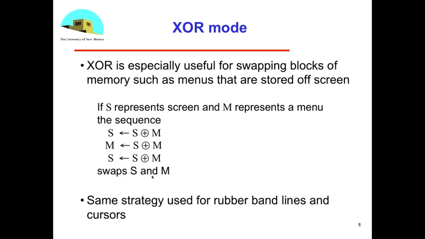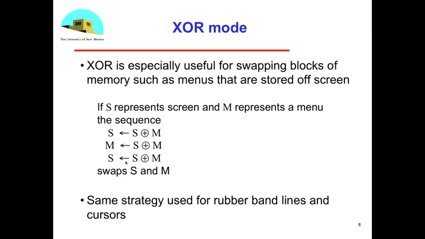The two M's cancel out and you're back to S. So you've actually swapped the little area of the menu that's stored somewhere with the screen, and now if I want to undo it, I just go through these three operations again. Now, what's the advantage of this? You don't need any extra memory.